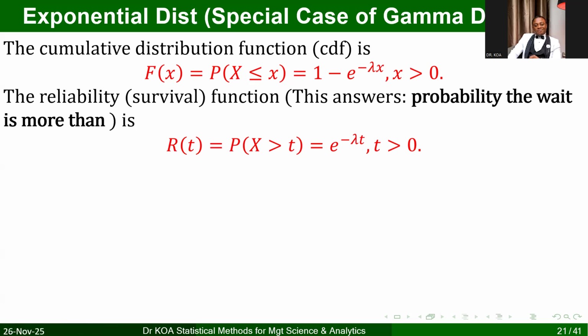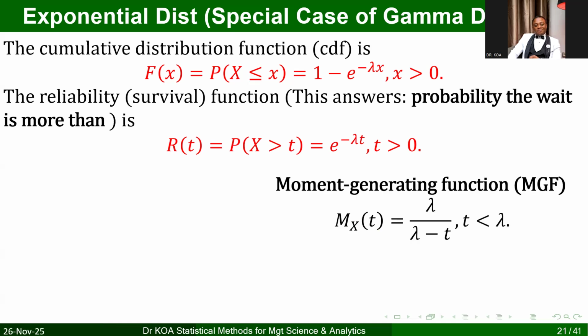So these are 3 major formulae that you got to know, and of course, the mean and the variance: the probability density function, the cumulative distribution function, and then the reliability or survival function. Sometimes there's a lot of talk also about the moment generating function, which gives us this. Again, once you know your lambda and you know your time, all of these things are deductible.